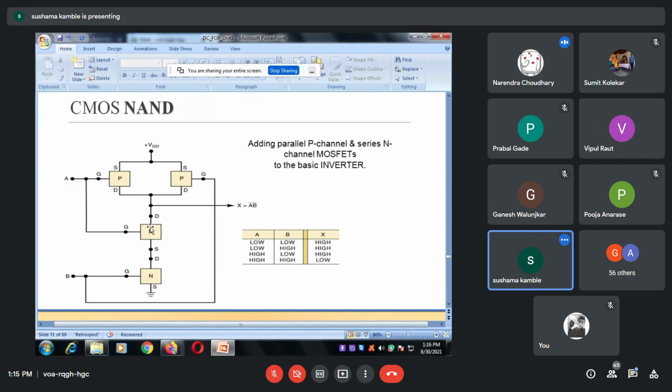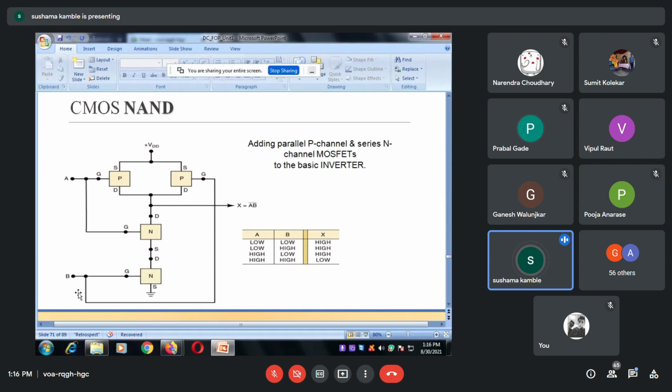NMOS on. On. On. Now keep in mind, visualize that A is on, okay? This is on. Now we are applying B as a low, okay? So this NMOS will be off. Off. So it is going to be disconnected, okay?